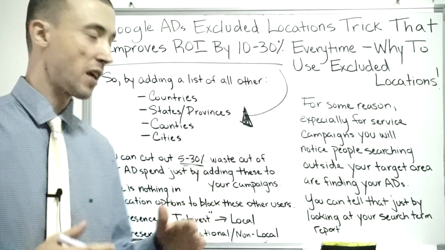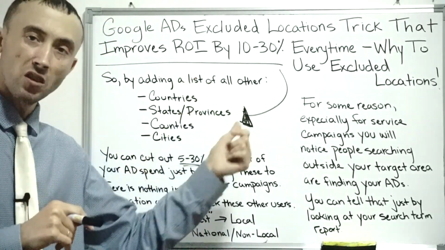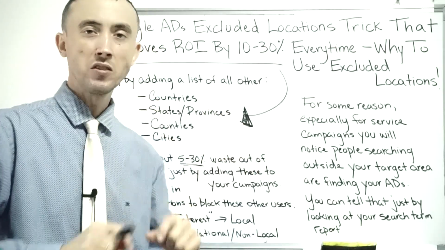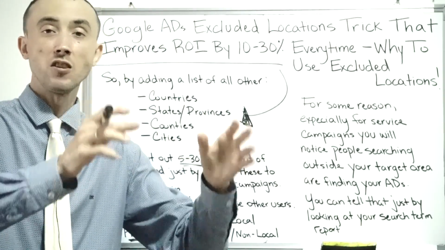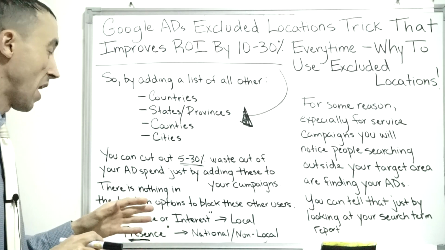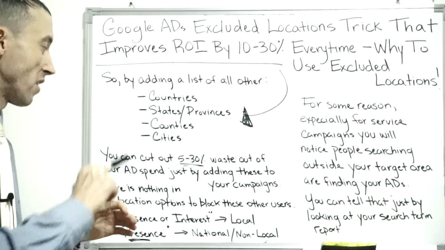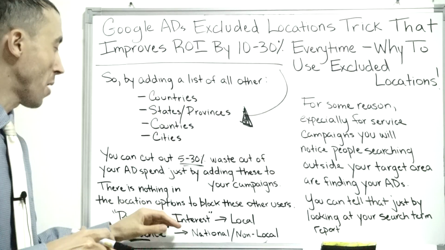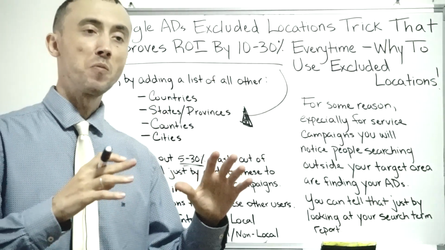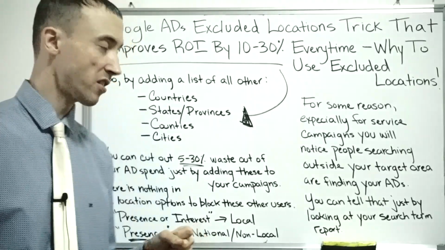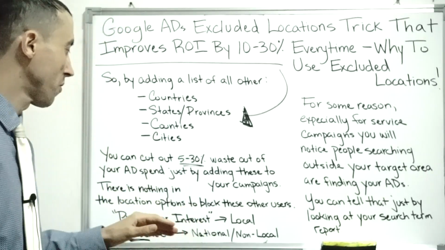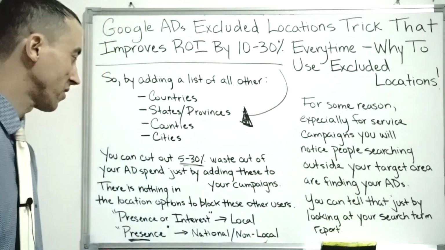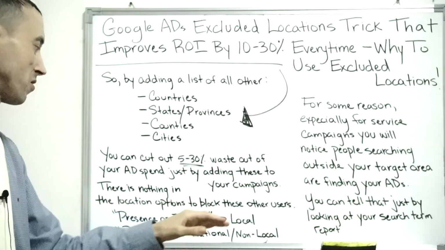It's only downside, because presence or interest, even with the excluded locations, isn't absolutely perfect, where you'll have 0.0% people outside your intended area that you can serve having the ad show up for. But the upside of getting more people that you would have potentially lost that you could still serve makes up for the fact that a couple will slip through the cracks if you don't have presence or interest.